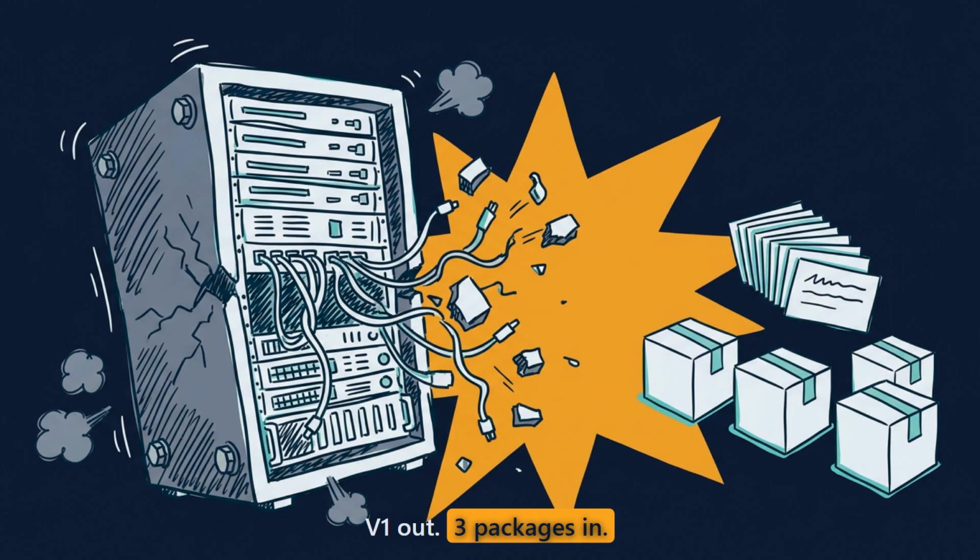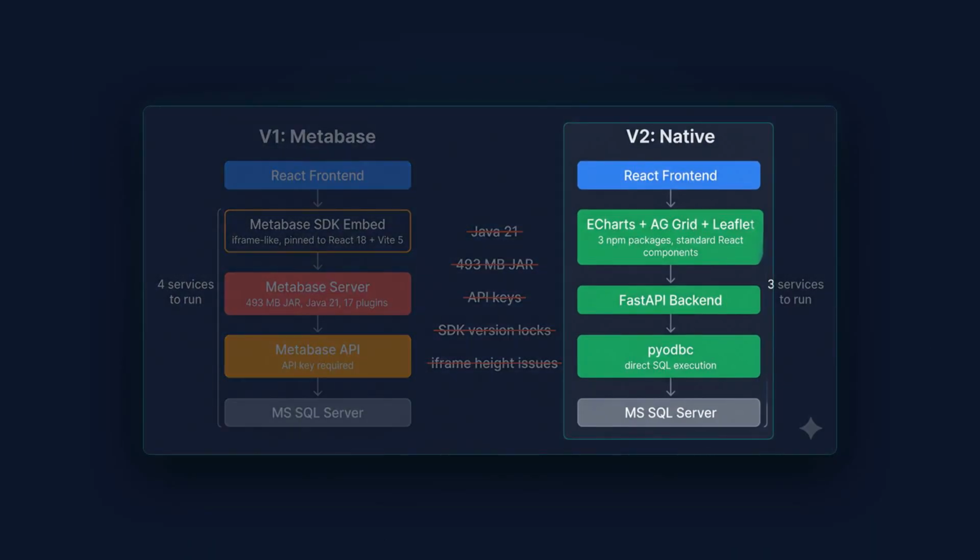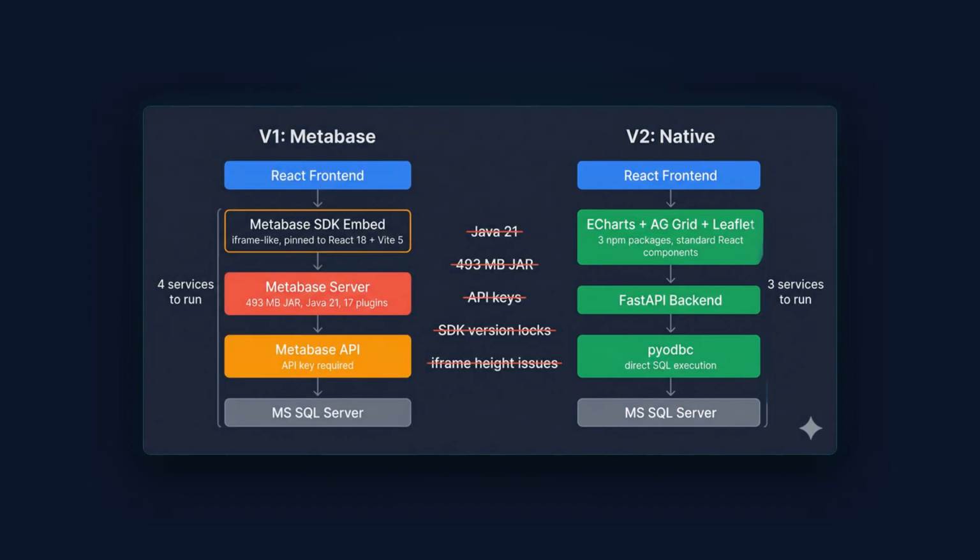So we deleted all of it and replaced it with 3 NPM packages and 10 small chart mapper files. That is the whole trade. 1 fewer service to run, 2 now instead of 4. No Java runtime, no API keys for the visualization layer, and total control over how every chart looks and behaves. The BI platform was not bad. It was just heavier than what it bought us.